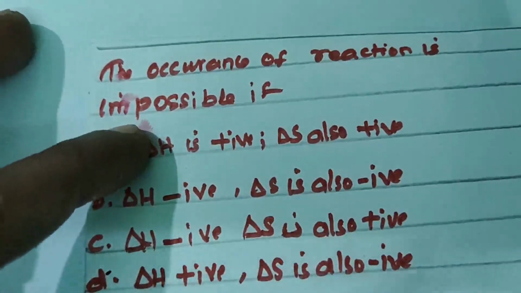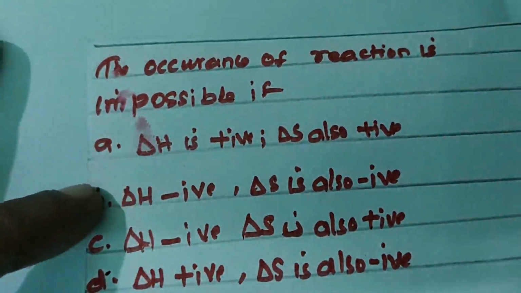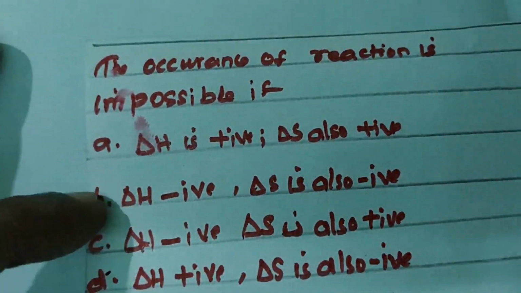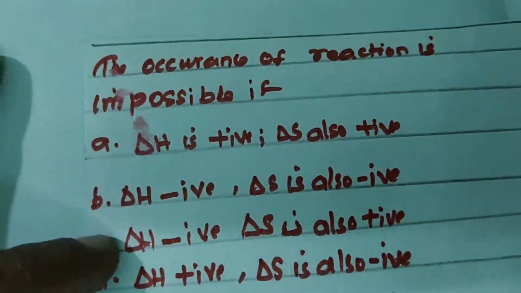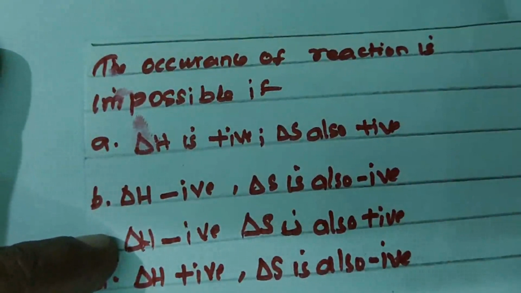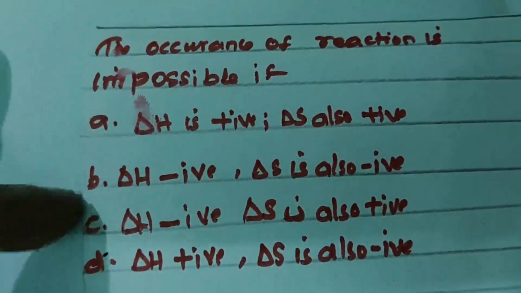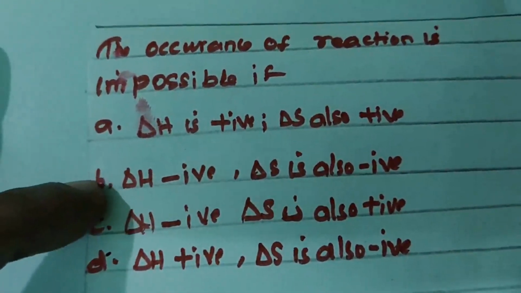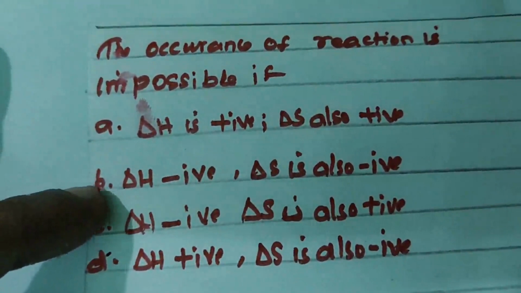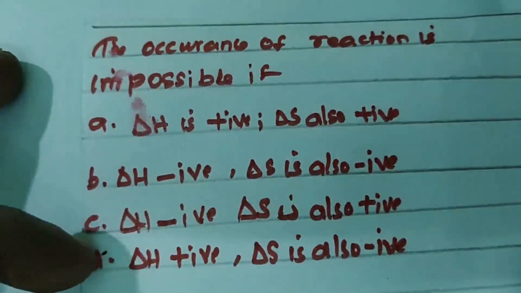So the first question: the occurrence of the reaction is impossible if. Four conditions are given. First, delta H positive, delta S positive. Second, delta H negative, delta S also negative. Third, delta H negative, delta S positive. Fourth, delta H positive, delta S negative.